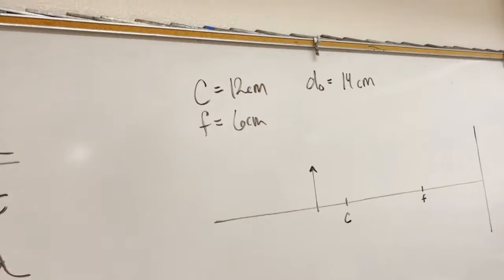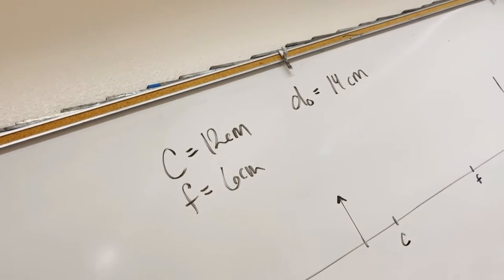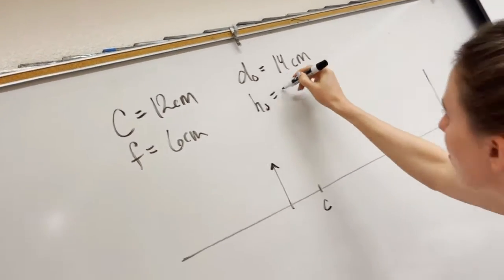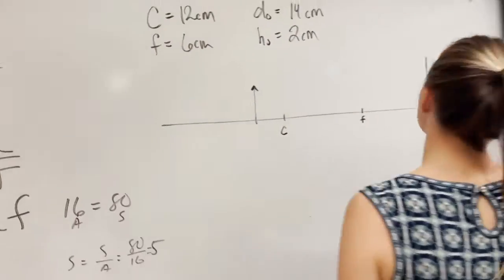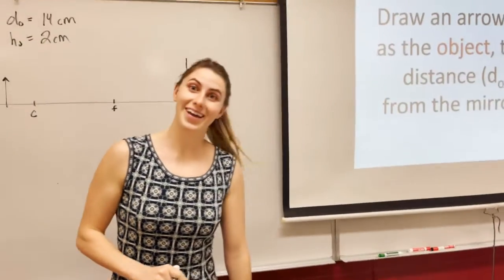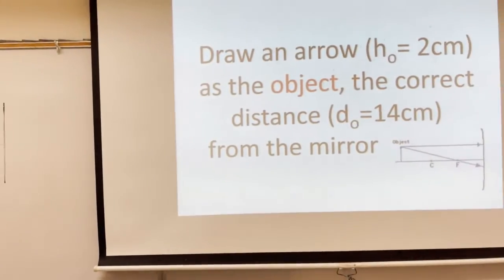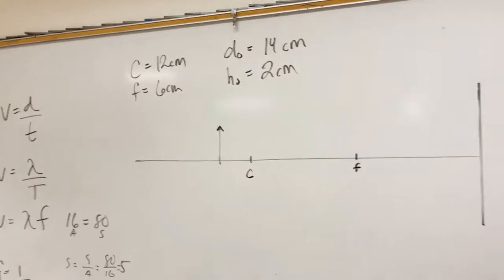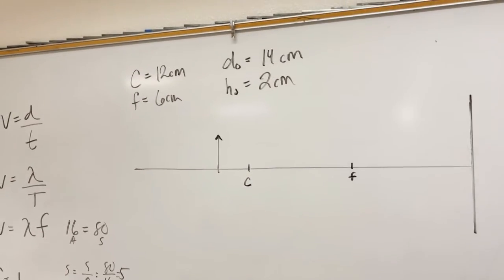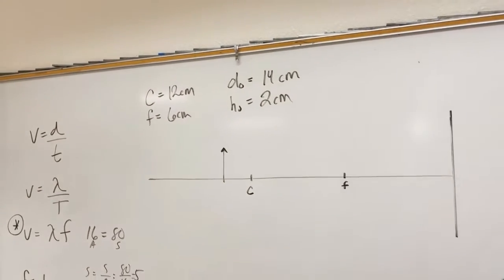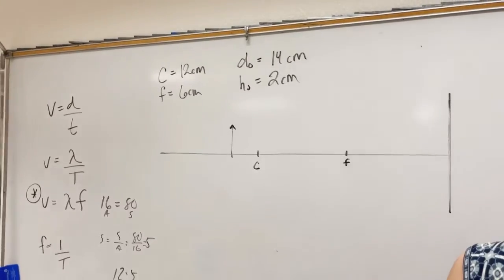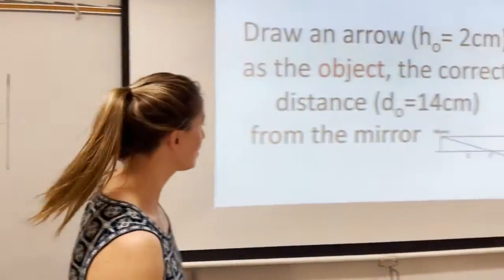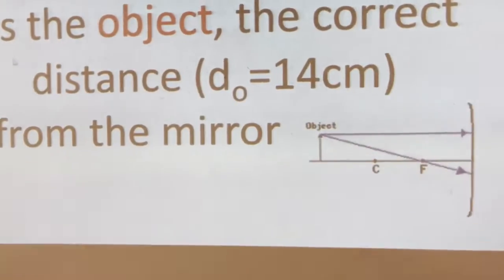Now you put the H sub O, height of the object, is 2 centimeters. Now we're done. We've got the object on the principal axis represented by an arrow. The tail is on the principal axis, and the head is represented by the arrowhead. You guys good with this? So we've got something that looks like this.